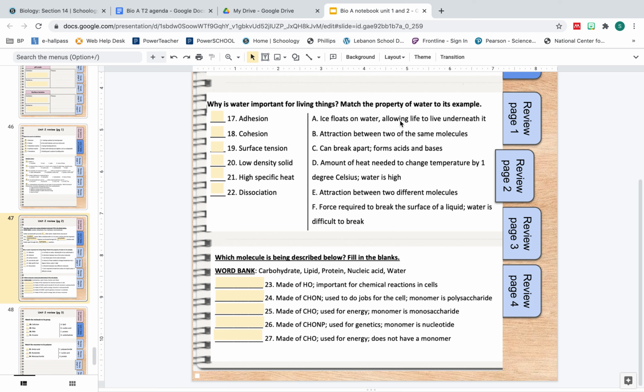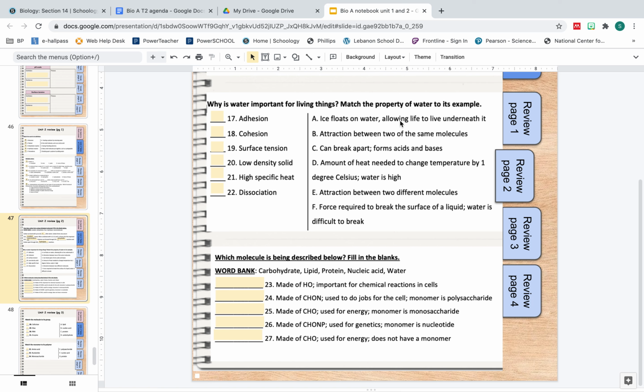CHONP used for genetics, that's nucleic acids. Remember that it starts with N-nucle, N-U-C-L-E. That has something to do with DNA. Whoa. And there's only one left, does not have a monomer. Lipids. Water, proteins, carbohydrates, nucleic acids, lipids.